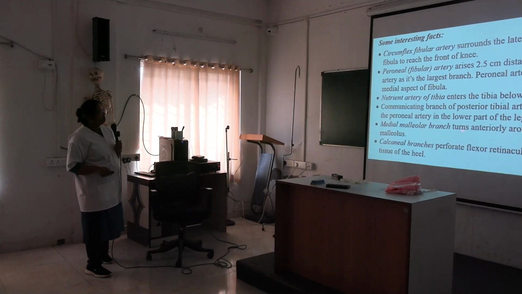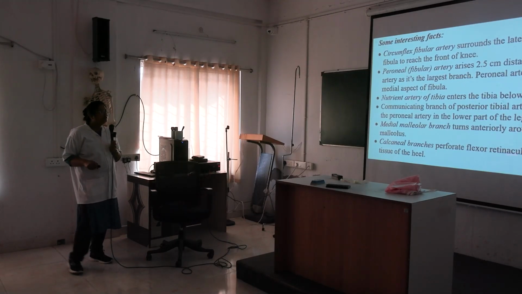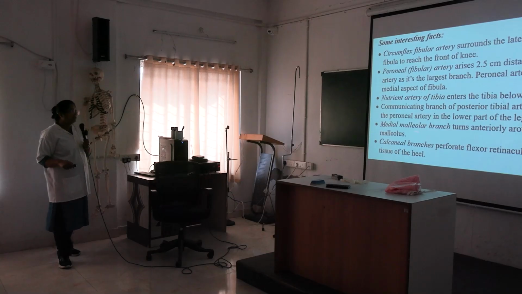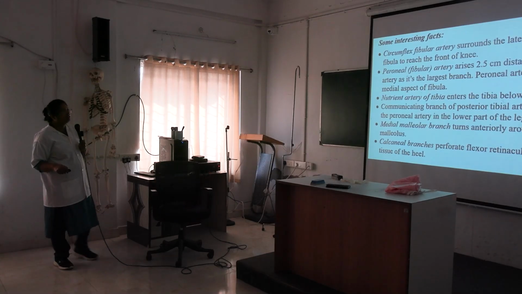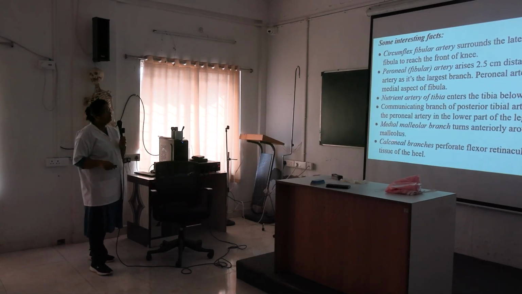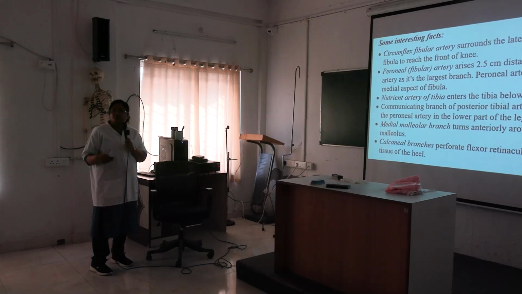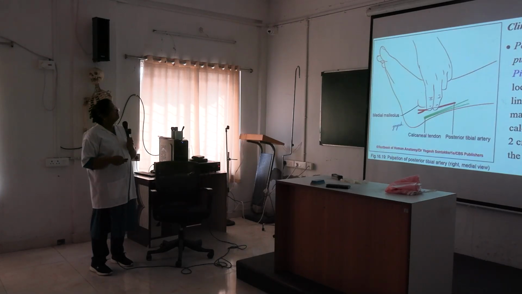The medial malleolar branch turns anteriorly around the medial malleolus, and the calcaneal branches perforate the flexor retinaculum and supply the soft tissue of the heel. So this is the course of its branches. This is one clinical aspect.